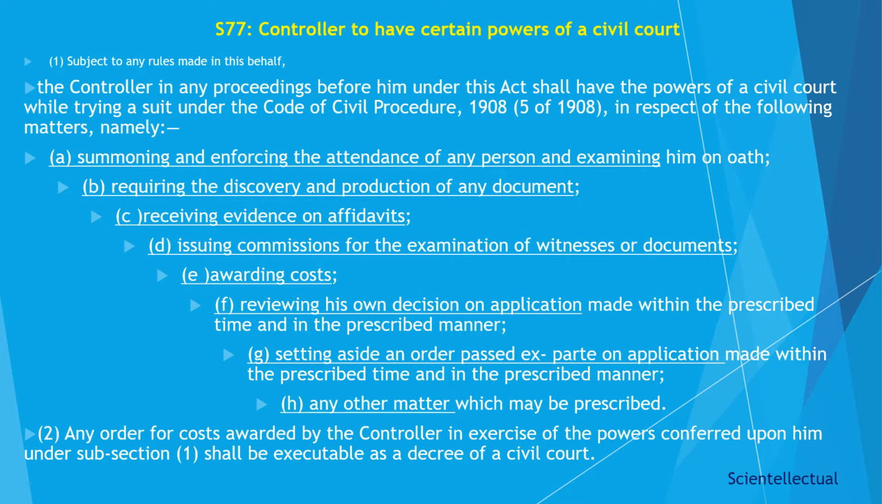Subsection 2. Any order for costs awarded by the controller in exercise of the powers conferred upon him under subsection 1 shall be executable as a decree of civil court.